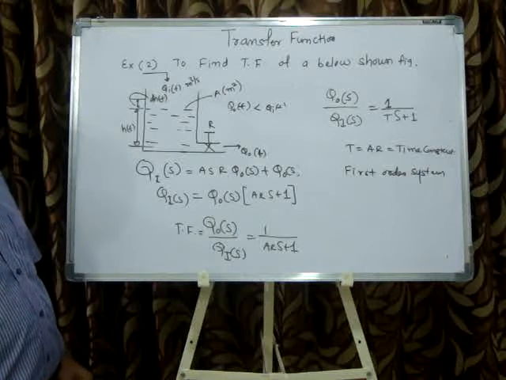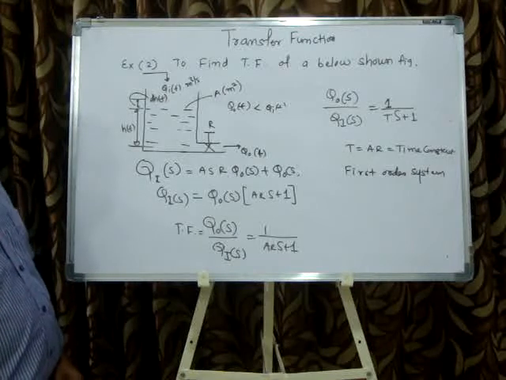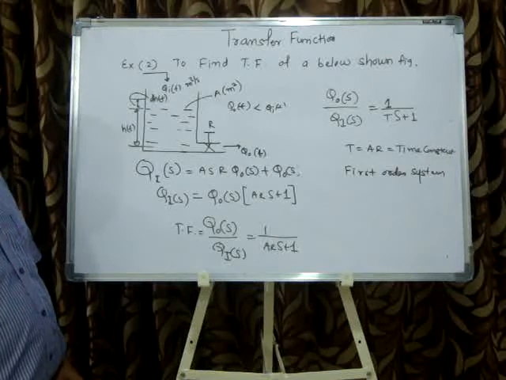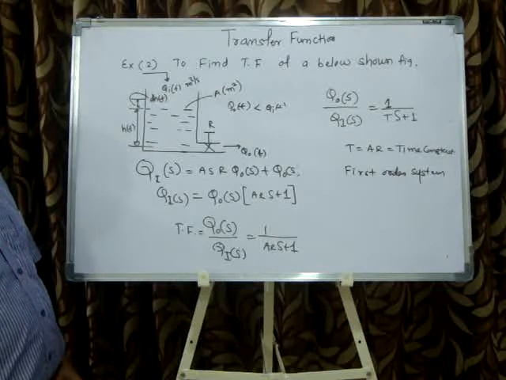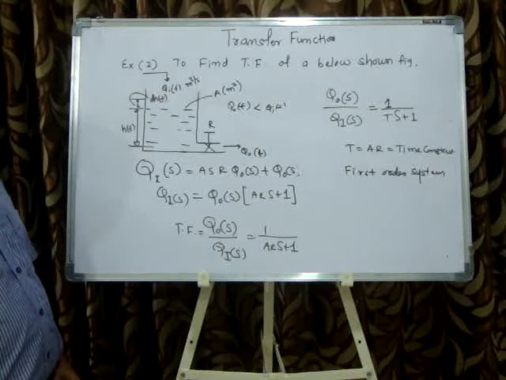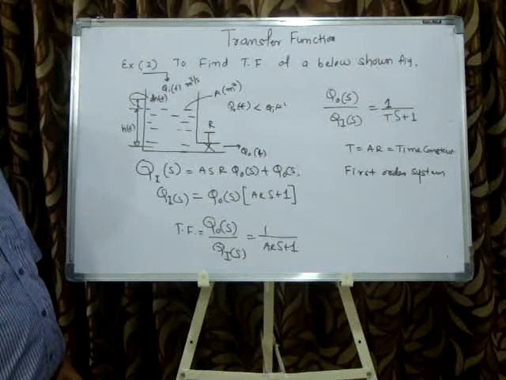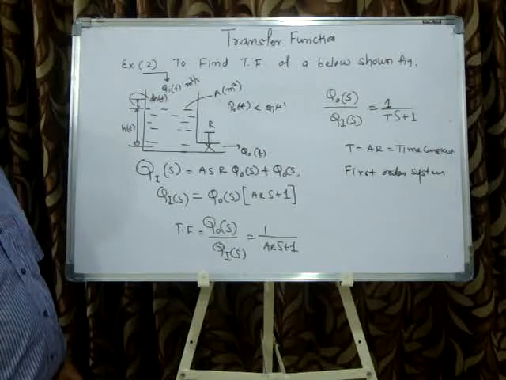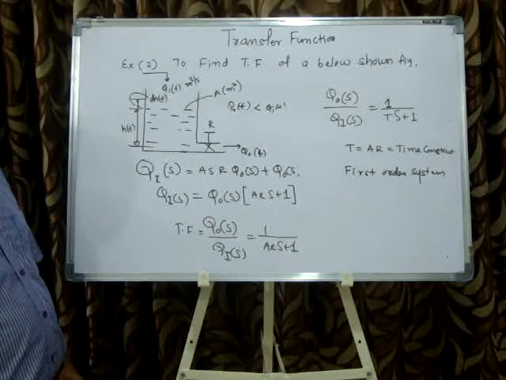The question is to find the transfer function of the below system, the liquid tank system. In the liquid tank system, Q naught of s by Qi of s is equal to 1 by (Ts plus 1), T equal to AR. A is the area of cross section, R is the resistance at the valve, or resistance in the system, and that is equal to the time constant.